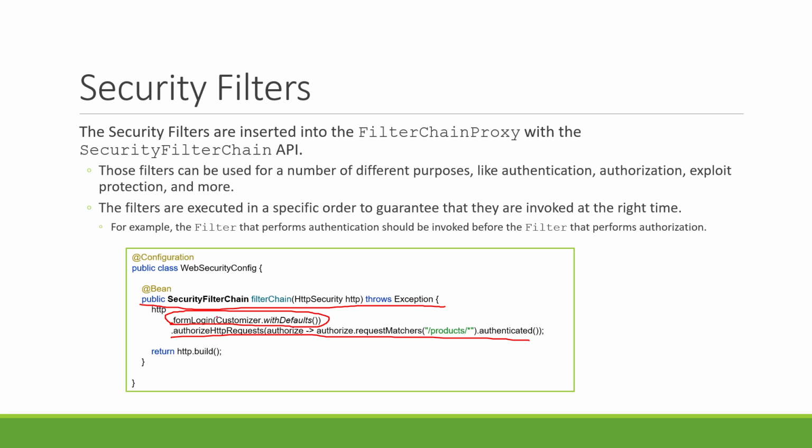The filters defined here can be what? Authentication, can be authorization. The filters are executed in a specific order to guarantee they are invoked at the right time. Like here, this is this filter. If the order here matters, okay, we will demo in the future. For example, the filter that performs authentication should be invoked before the filter that performs authorization, and by default, authorization is at the last step. Okay.